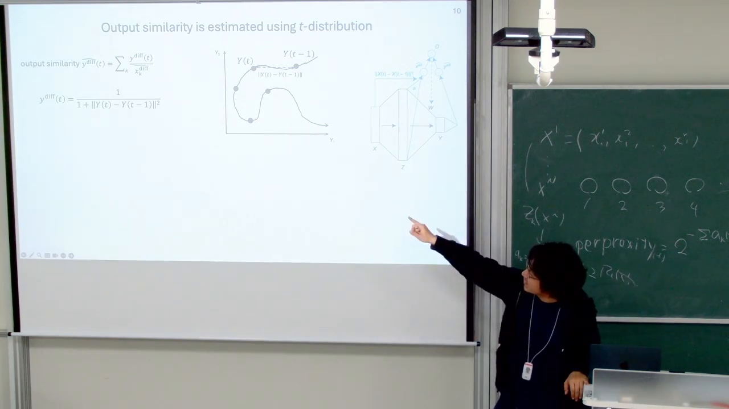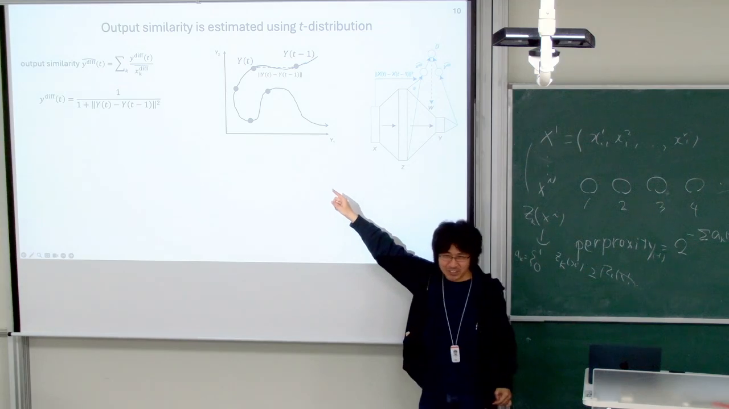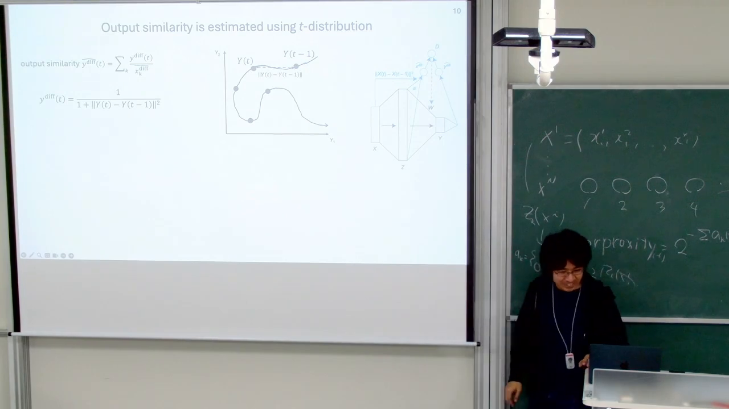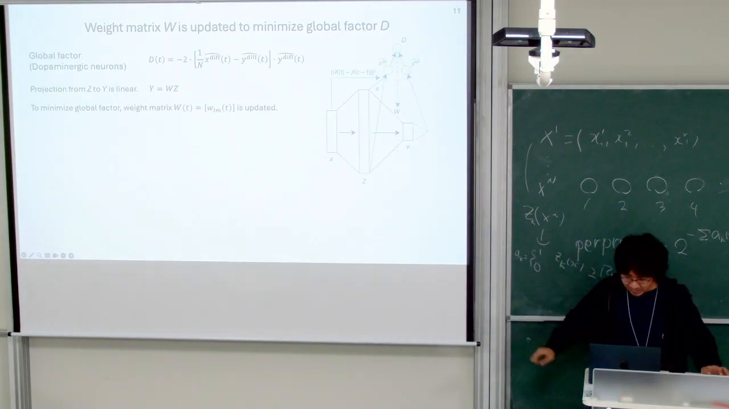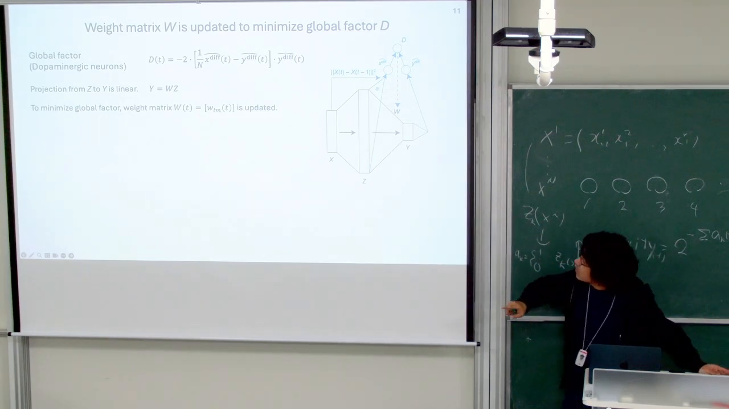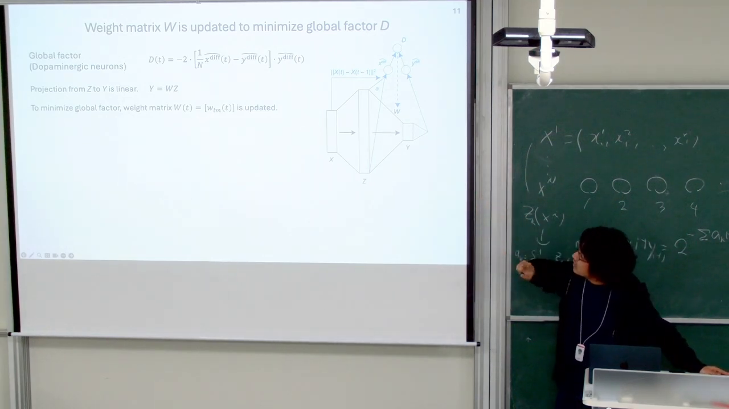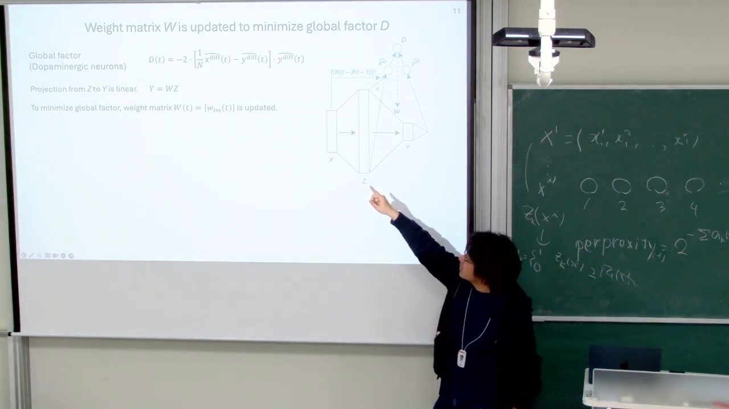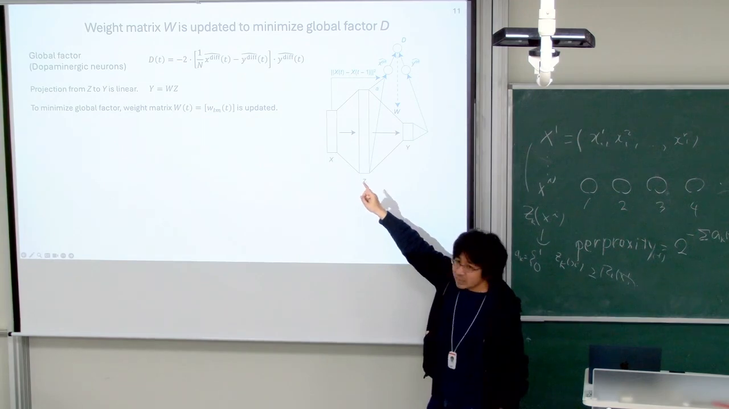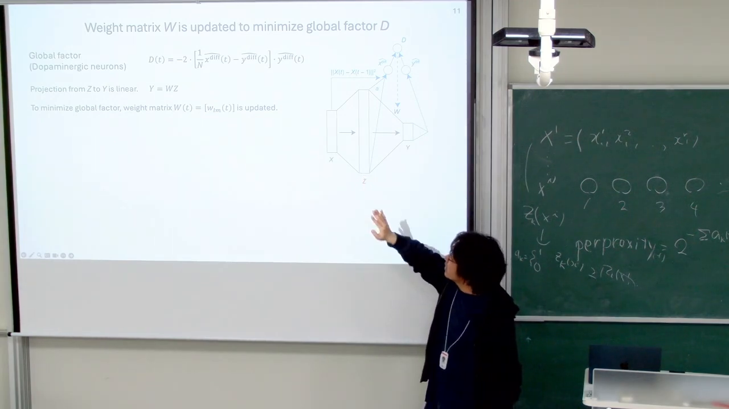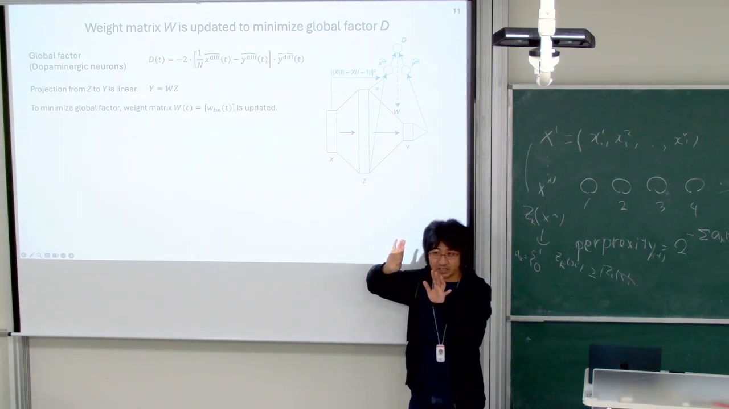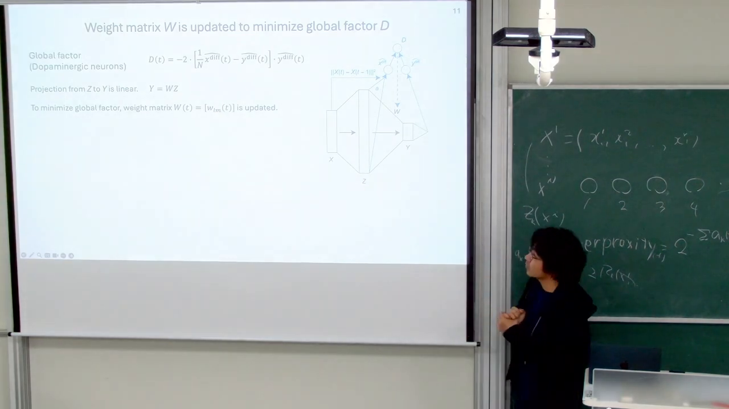Similarities. You define this, it's simple. It's okay. T distribution. Yeah, we understand that. And the weight matrix is updated to minimize this global factor. And the global factor is defined as x difference minus y difference, the similarity between the x distribution and the y distribution.